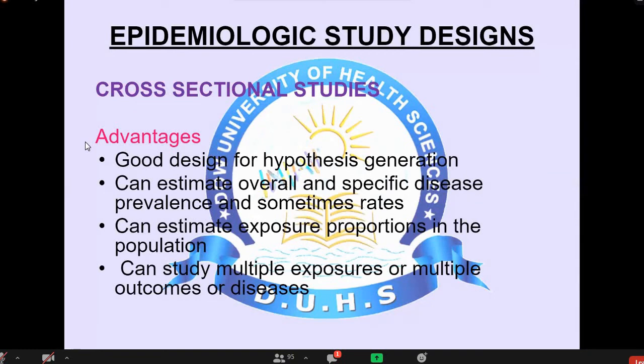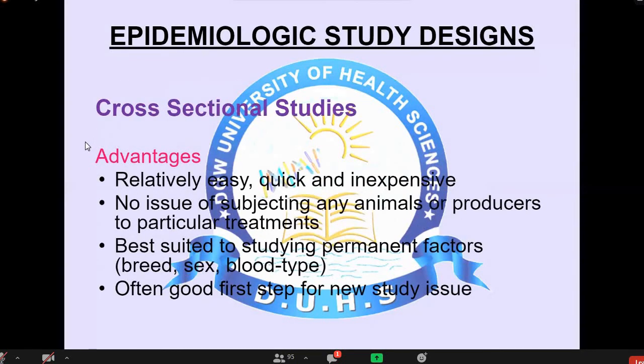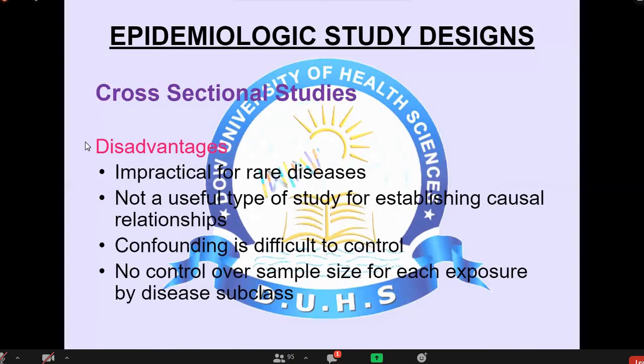So the advantages of cross-sectional studies are they are quick, relatively cheaper, and easy to conduct. But the disadvantages are you cannot make temporal relationships and you cannot control the different other risk factors which are playing their role in the relationship.